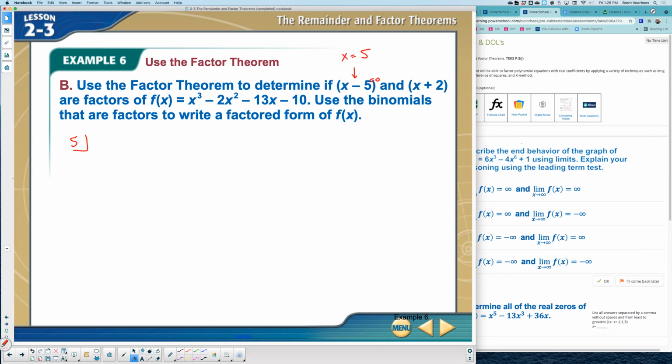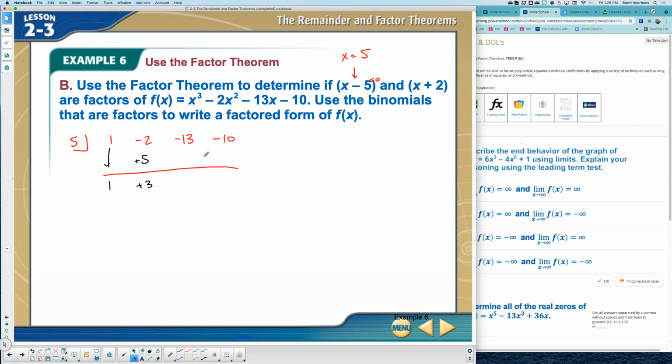So I want to see if 5 can divide into this function. So it's 1x cubed. Let me make sure I'm not missing powers. Squared 1. Okay, I got all the powers. So 1x cubed minus 2x squared minus 13x minus 10. Leave myself a space. I'm going to drop this 1 down. 1 times 5 is 5. So I multiply, and now I'm going to add. So this is really adding positive 5 minus 2, or negative 2 plus 5 would be positive 3.